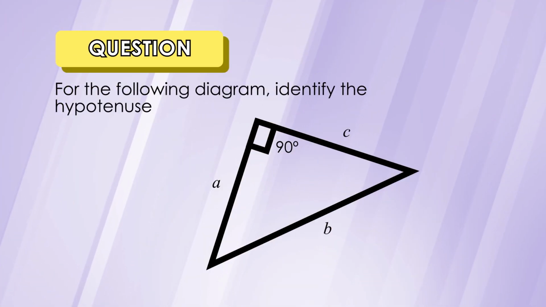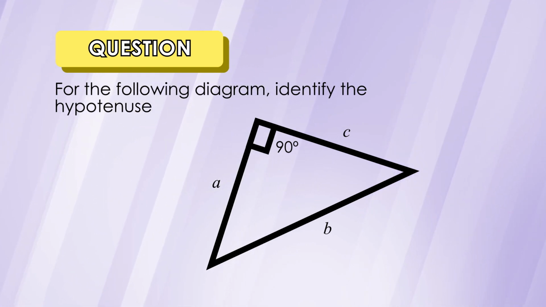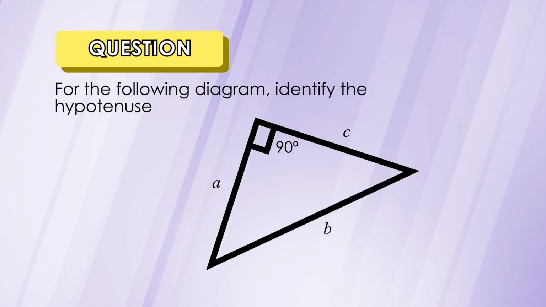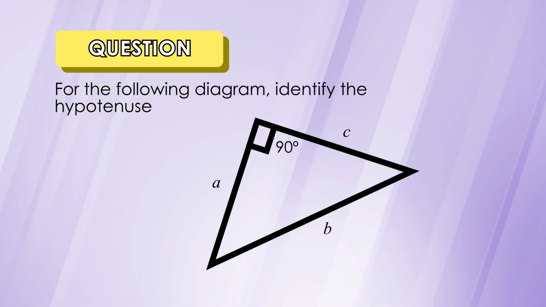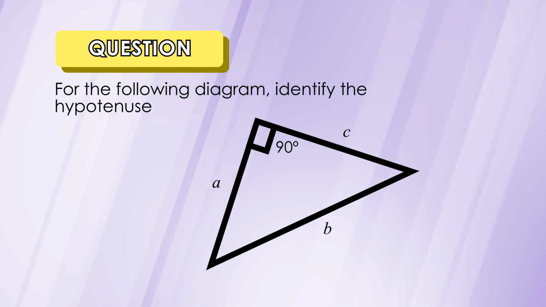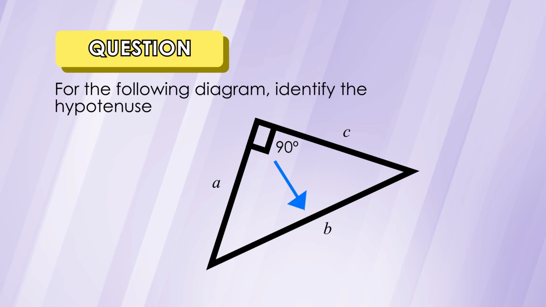Now, let's take a look at this question. For the following diagram, identify the hypotenuse. Here's a tip. Always look for the 90 degrees angle. Again, the opposite side of the 90 degrees angle is called the hypotenuse. So, which one is it? Very good! It is B. B is the hypotenuse.